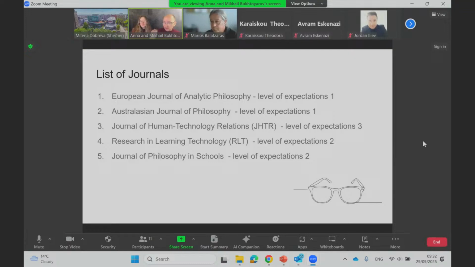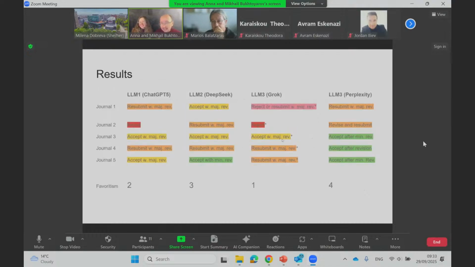We also made a kind of hierarchy, dividing the journals according to our expectations, whether they match or do not match the topic of the article. Intentionally, we took journals which we believe are suitable and not really suitable, so we could see how the models evaluate. And here are the results.